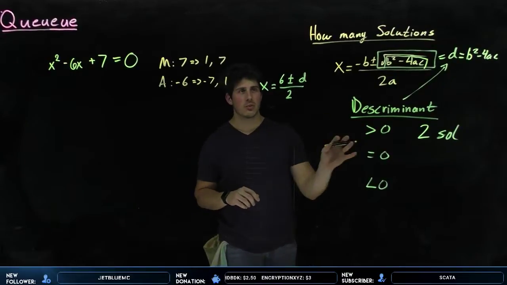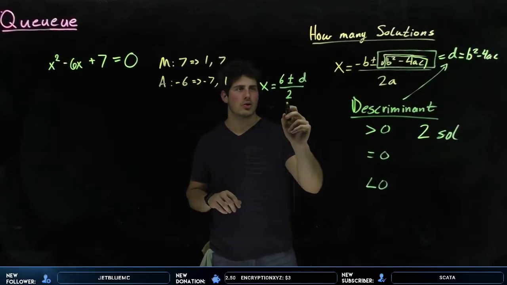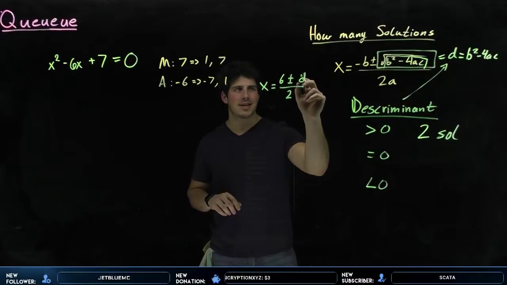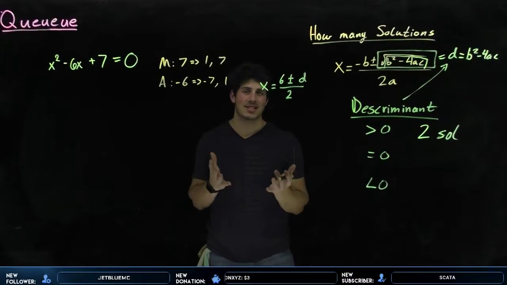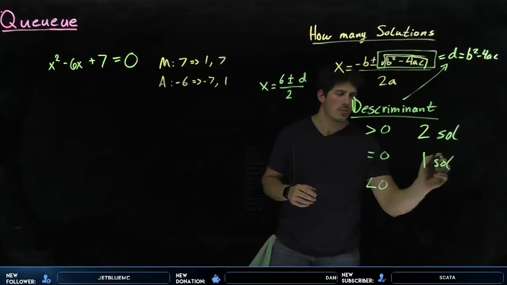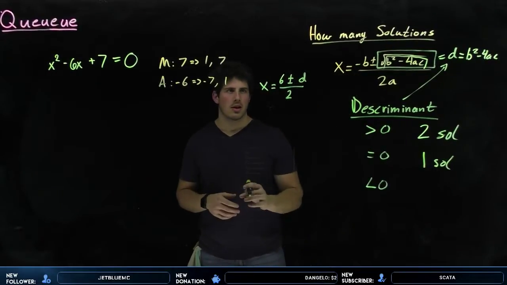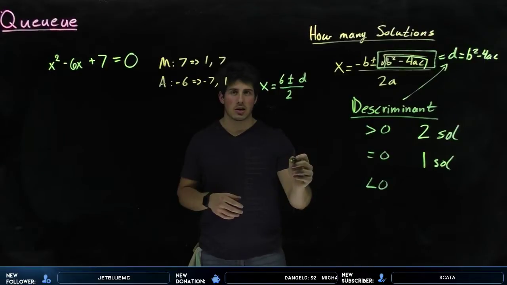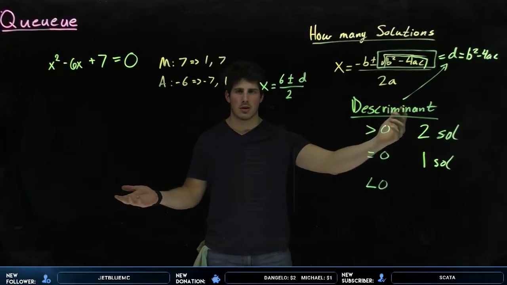Now, if it's equal to zero, we're saying 6/2 plus or minus zero. That's going to be the same thing. So we actually only have one solution, right? Because we don't have anything to add to this. That would just be 3 and 3, like I had earlier when I wrote it out over here.